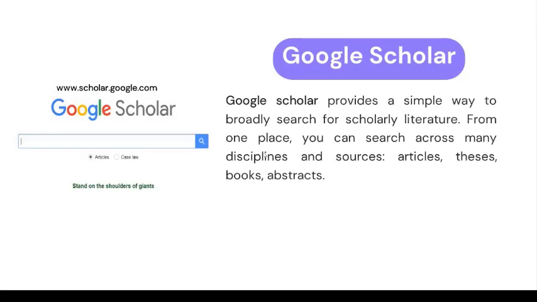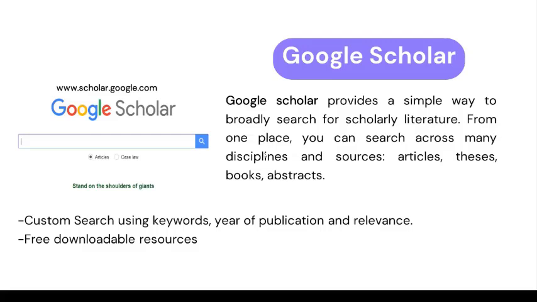Google Scholar is a massive online library that provides a simple way to broadly search for scholarly literature. From one place, you can search across many disciplines and sources. This includes articles, theses, books, abstracts, reviews, and so much more. One of the basic features of Google Scholar is that you can search using keywords, year of publication, and relevance. Another important factor is that you have access to free downloadable resources.